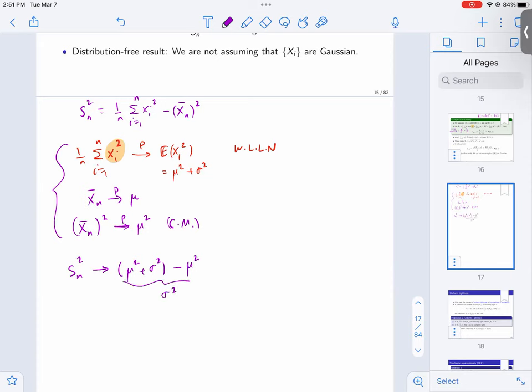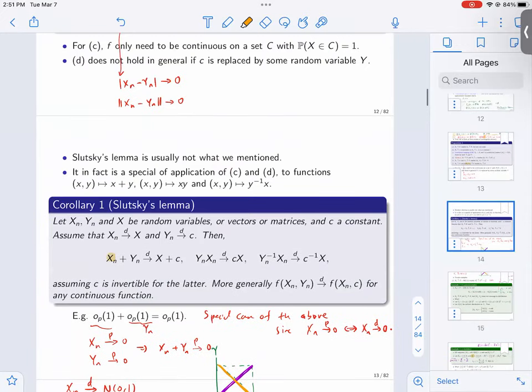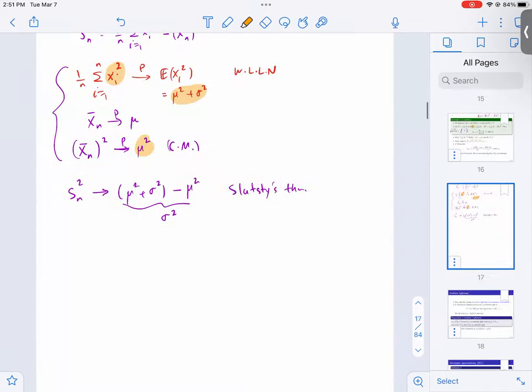Why is this true? The key is Slutsky's theorem. Because both of these limits are constant, they are also distribution limits. Sn squared is the sum of both, the addition of both, so we're using basically this part: if Xn converges to c1 and Yn converges to c2, then the sum converges to c1 plus c2. So good, we have a result. We can say probability, we can also say distribution, it doesn't matter here, because the limit is constant either way.